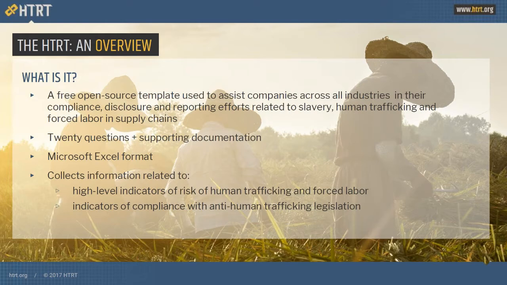So in terms of the type of information and data that the HTRT collects, this can broadly be split into two categories. On the one hand, the HTRT helps companies pick up on high-level indicators of risk of human trafficking and forced labor. And on the other hand, it picks up on indicators of potential compliance or potential non-compliance with the anti-human trafficking legislation that is out there today.